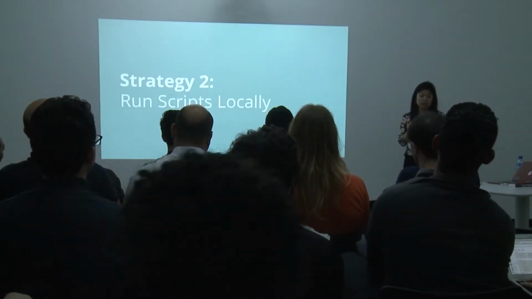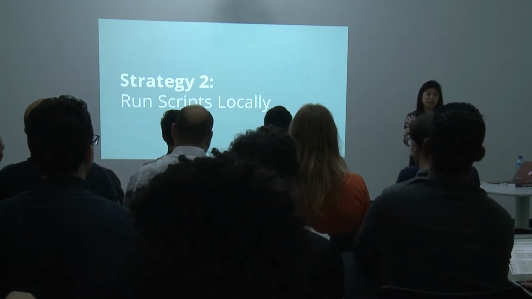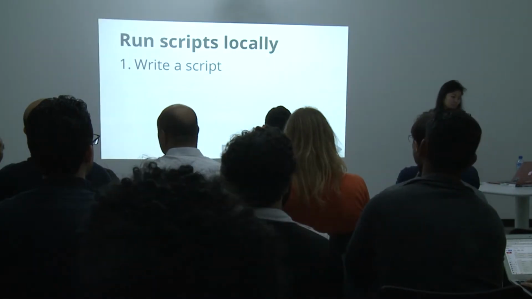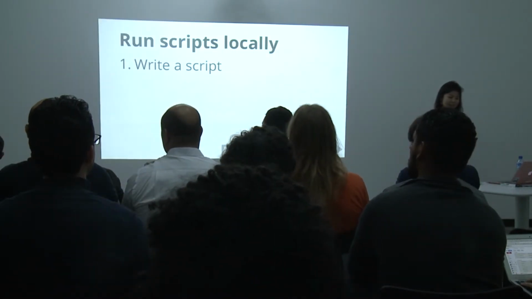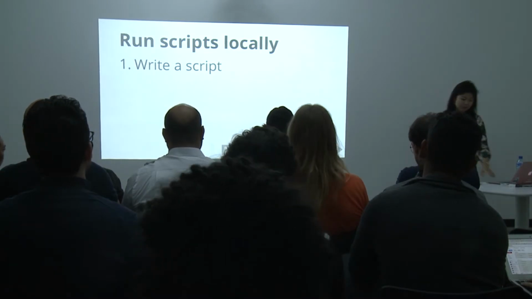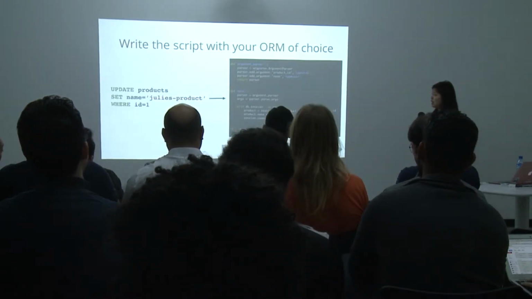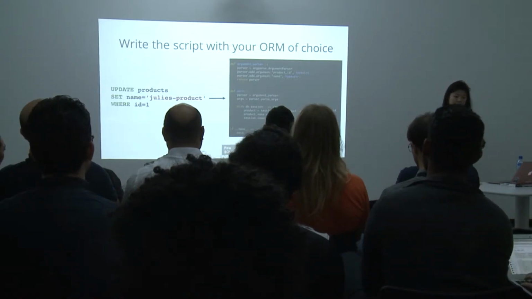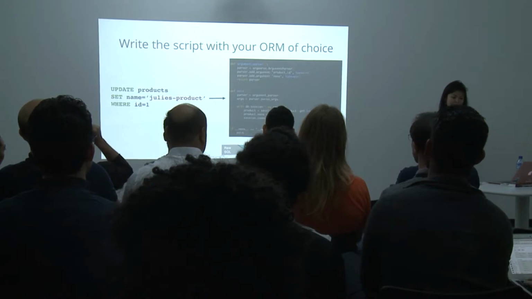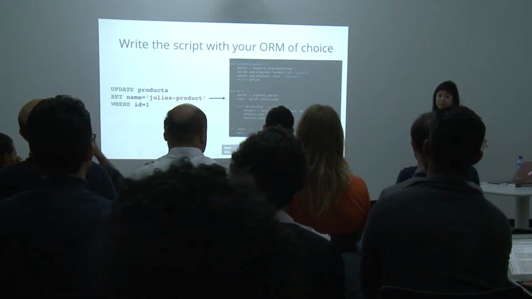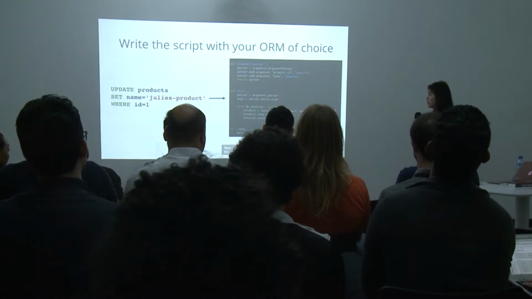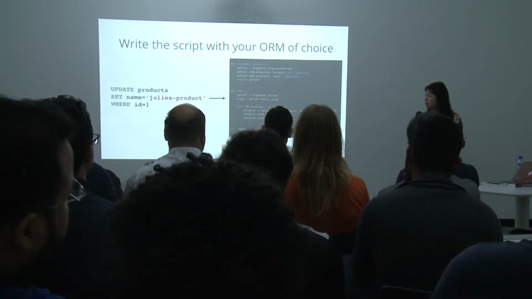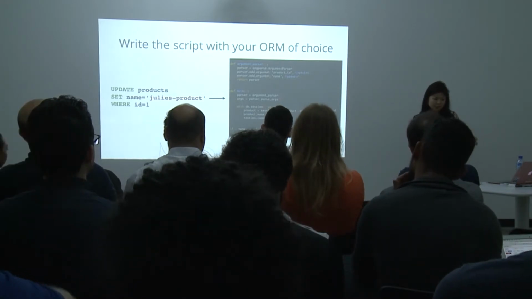So the next strategy is to write scripts and run them on our machines. And here's what this process looks like. To run scripts locally, we first start by writing the script. Then using your ORM of choice, you would convert your SQL into code. So in this example, I use SQL Alchemy and Python, but you can use whatever ORM you would like. And I usually add an argument parser to my scripts so that it makes them more reusable in the future. So for example, if I wanted to update product 2 to Julie's other product.